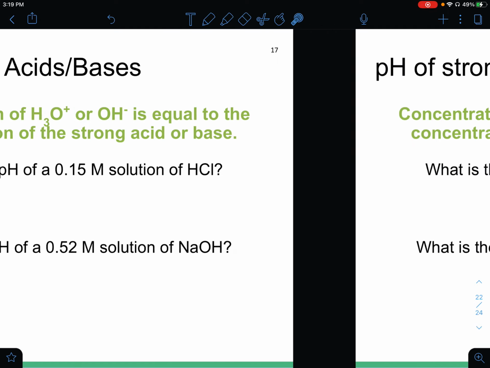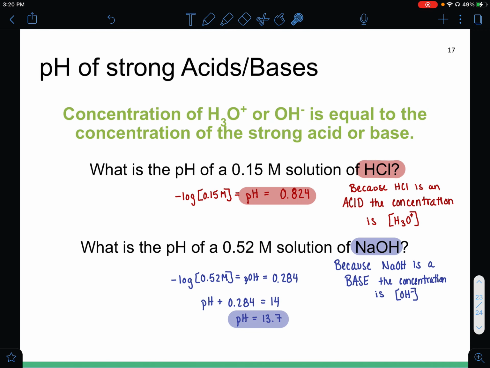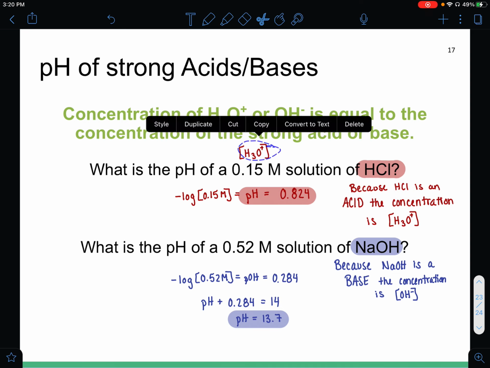All right, so first one, what is the pH of a 0.15 molar solution of hydrochloric acid? So, hydrochloric acid, I know that this is an acid due to it being on that list of strong acids that was 2 slides ago now. And we've used this a few times as an example. This substance will donate that proton. So that means that this concentration is the H3O plus concentration. I'm going to copy and paste that right here.